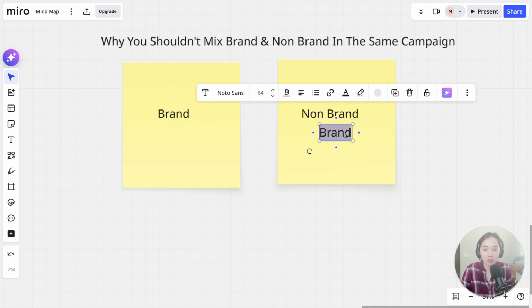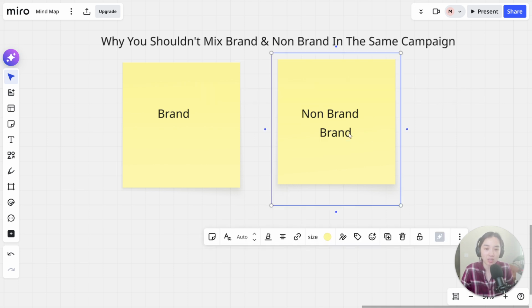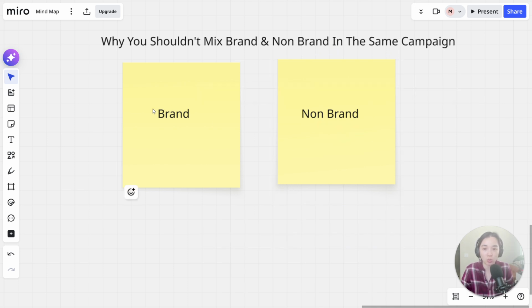So non-brand keywords get underfunded, which limits growth. So you may think your performance is strong, but it's really carried by brand. That's why brand needs to live on its own in its own campaign. Data becomes misleading.